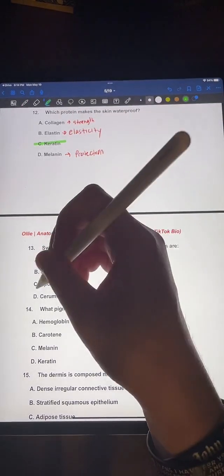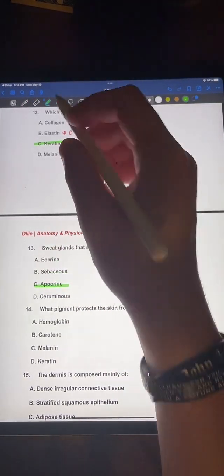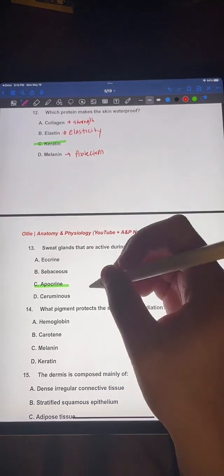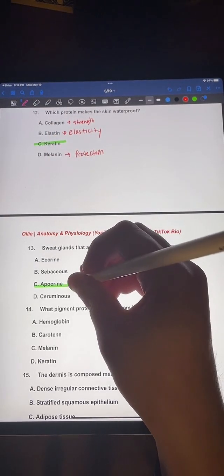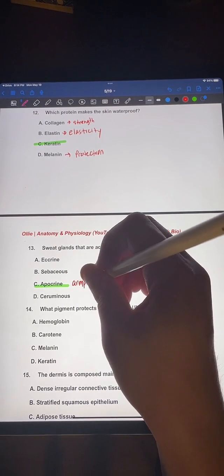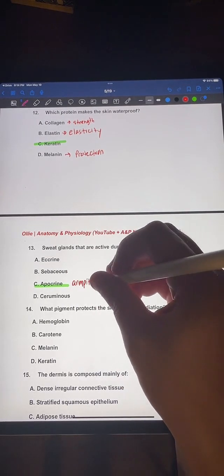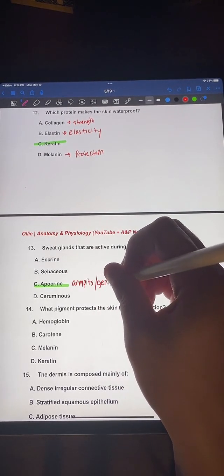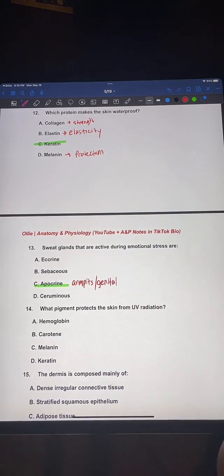The answer would be C. It would be apocrine. So apocrine glands are found in our armpits and our genital areas. So they're active during stress.